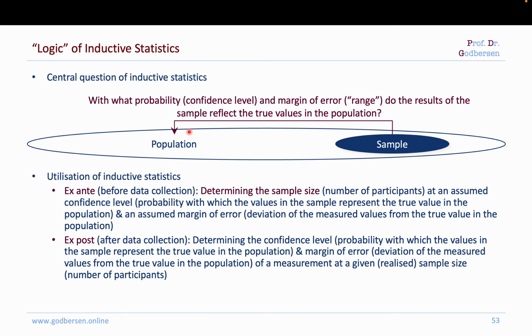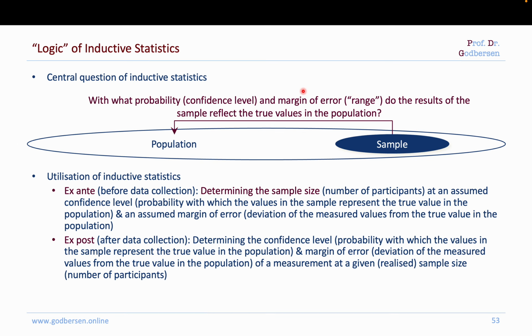The central question then for inductive statistics is, with what probability and margin of error do the results of our sample reflect the true values in the population? The probability with which the sample results reflect the true values in the population is called confidence level. And the range, how much our measured values are allowed to deviate from the true values in the population, is called the margin of error.